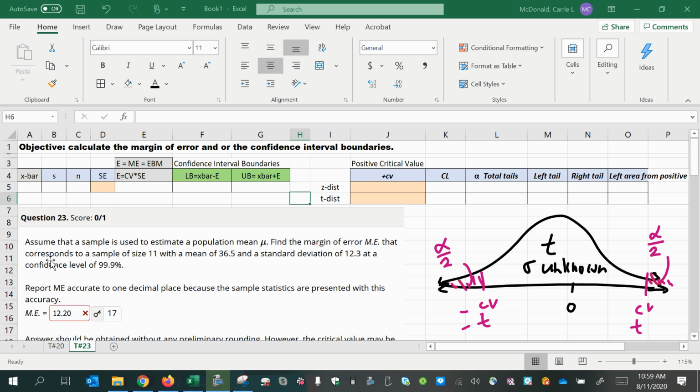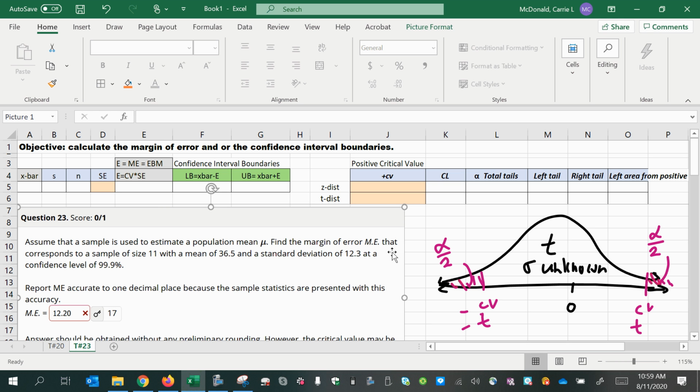Okay, we are answering a question about one of the test questions where we were asked to calculate the margin of error and/or the confidence interval boundaries. So I've set up places to put all our information, and so let's read through the problem and see what we have here. It says, assume that a sample is used to estimate a population mean mu.